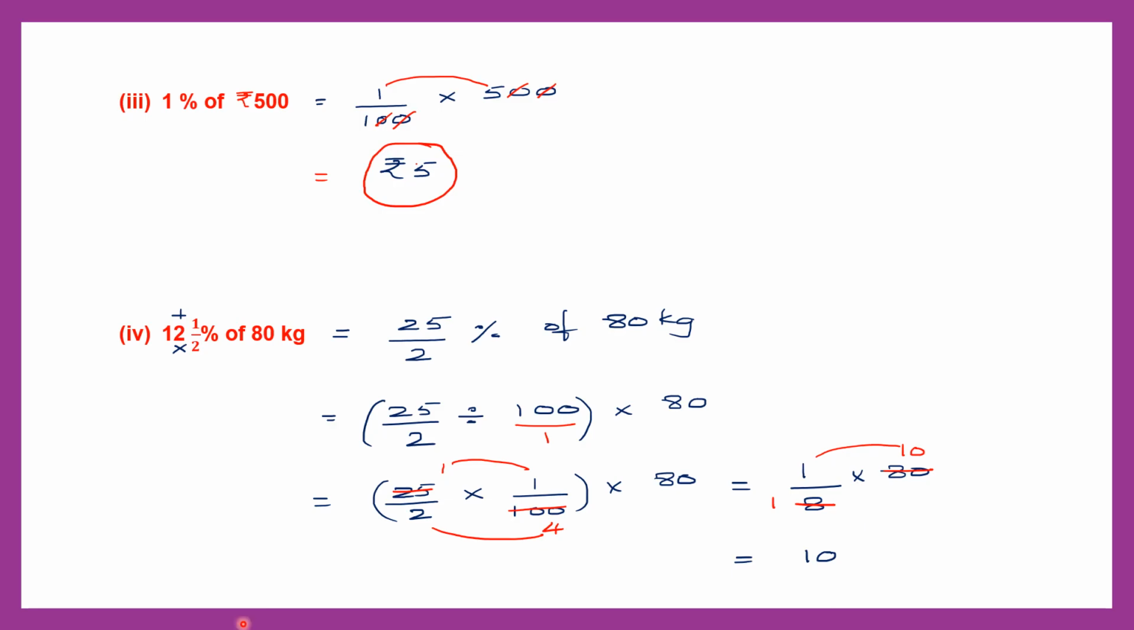So, and what is the unit? So here the question is 12.5% of 80 kg. So this is the unit that the answer will take. So I'm going to put kg here. So this becomes 10 kg. So this is our answer, 10 kg.